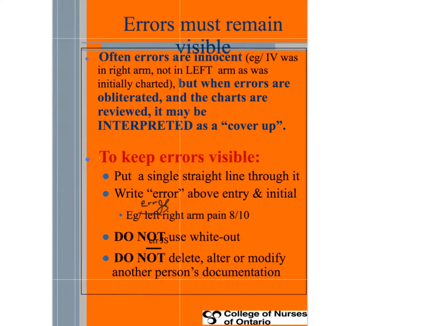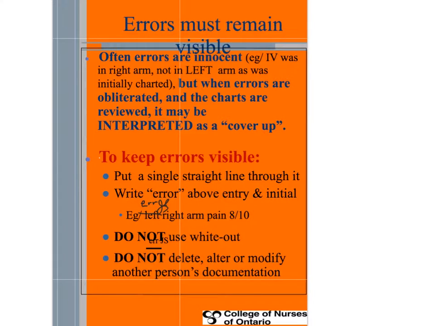And so in order to keep an error visible, you just put a single straight line through it so you can still read the word, and then you write error above it and put your initials. That way they know it's you that decided that that was an error and that it was an innocent error.